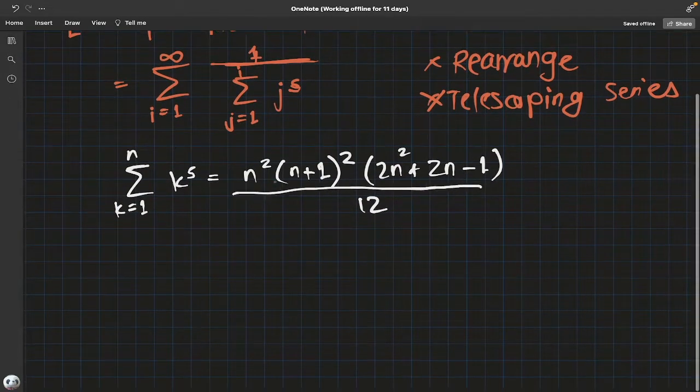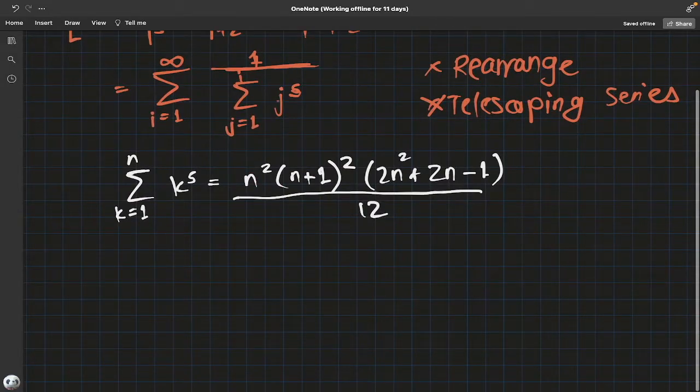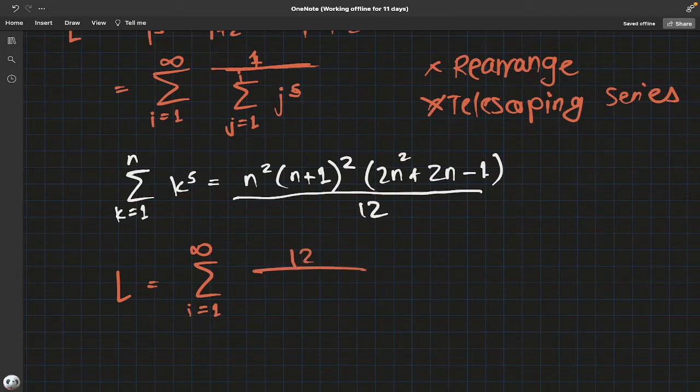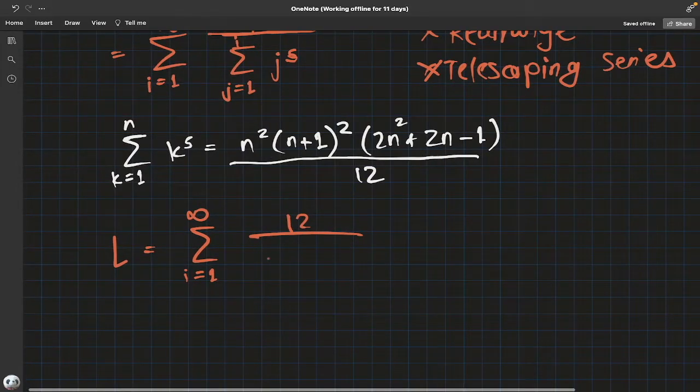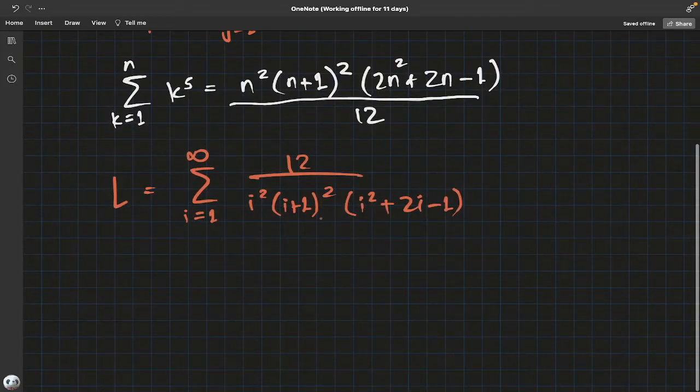So all we need to do in the question before us is just change, instead of having an n, we're going to have i's. So L now becomes the sum i equals 1 to infinity. Well, the 12 is in the denominator of the denominator, which will go on top by reciprocity. And all the i terms remain. So i squared, i plus 1 squared, i squared plus 2i minus 1. And we need to work with this form.